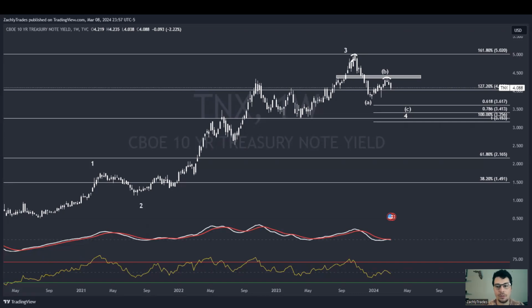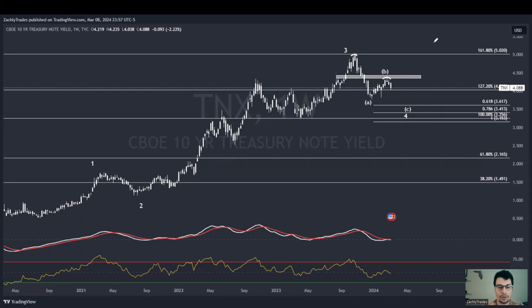For now, I think we're going to be starting the correction. I mean, we've already started the correction here. It's just a matter of how low does it go. And so, on my macro time frame for TNX, we've got a 1, 2, 3 to the upside.